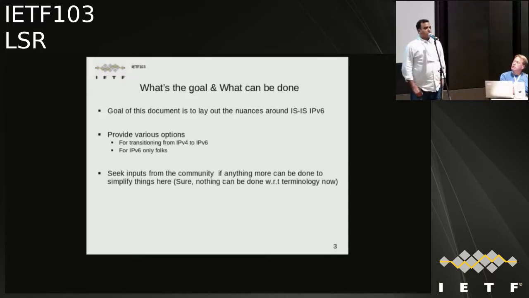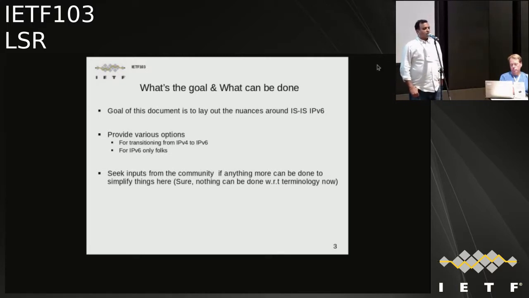So what's the issue and what's the goal of this document? The goal of this document is to lay out the nuances around IS-IS IPv6. There are multiple ways you can do this IPv6 introduction based on your requirements, because we have two ways to do this essentially, but there are caveats in each. So I'll just explain that.